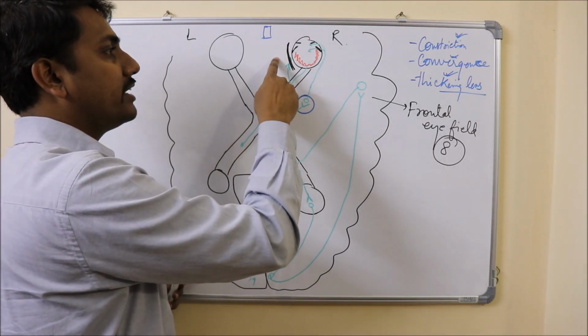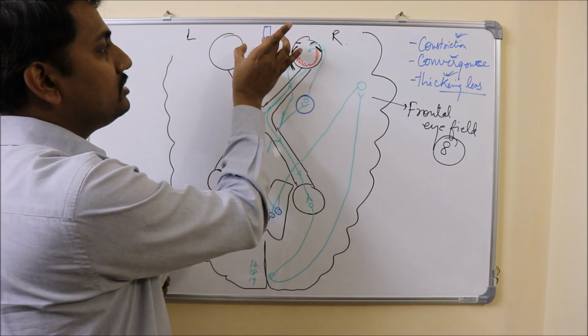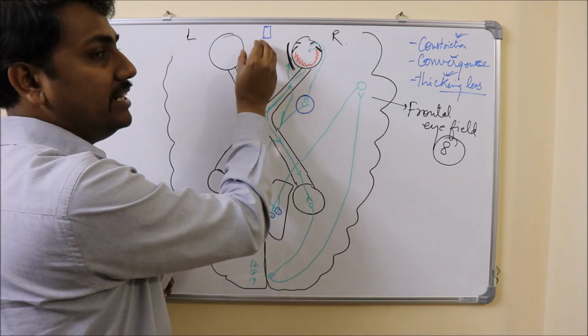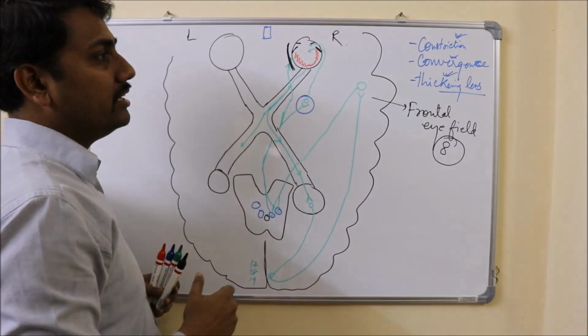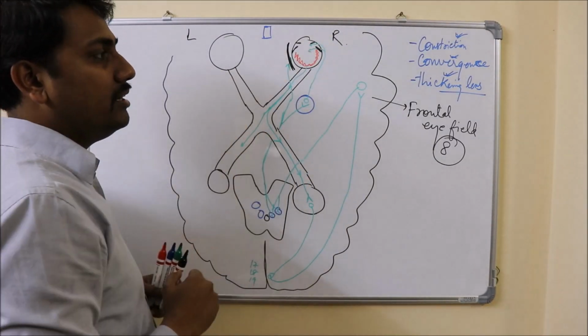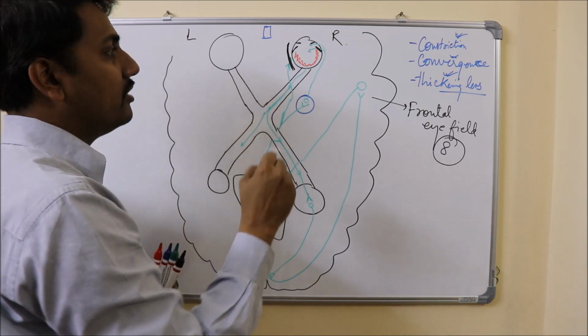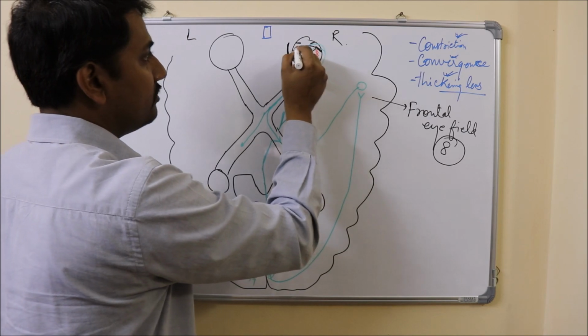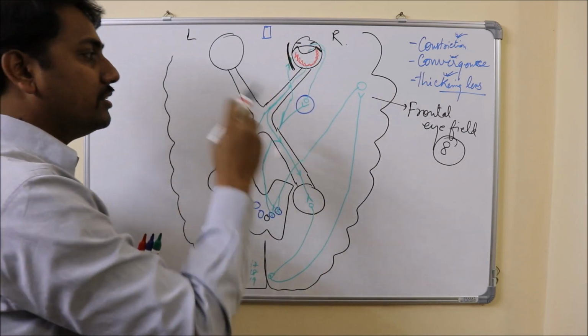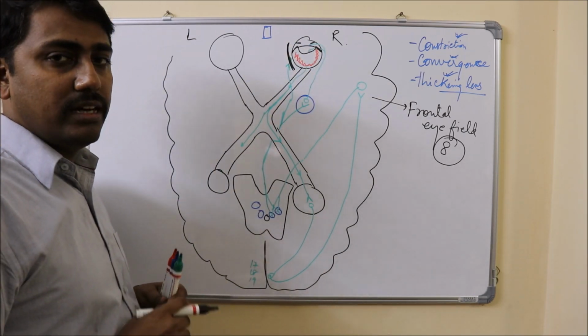This caused the contraction of all the three muscles. When the medial rectus contracted, it led to convergence of the eyeballs medially in both the eyes. When the constrictor pupillae muscle contracted, it caused constriction of the pupil, and when the ciliaris muscle contracted, it led to thickening of the lens. So this way the accommodation reflex occurs.